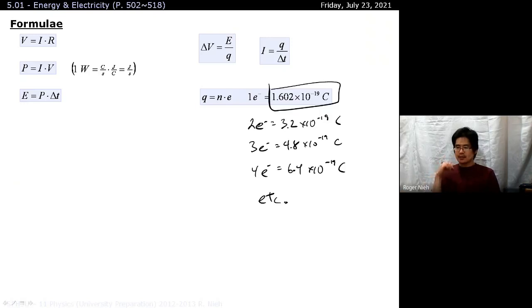What is this trying to get at? There is no such thing as a number in between here. In other words, you can never get 3 times 10 to the 19 coulombs because you can't get fractions of electrons. Okay, electrons are either there or they're not there. This is the whole idea about quantization. You might have heard me throw that word here and there.